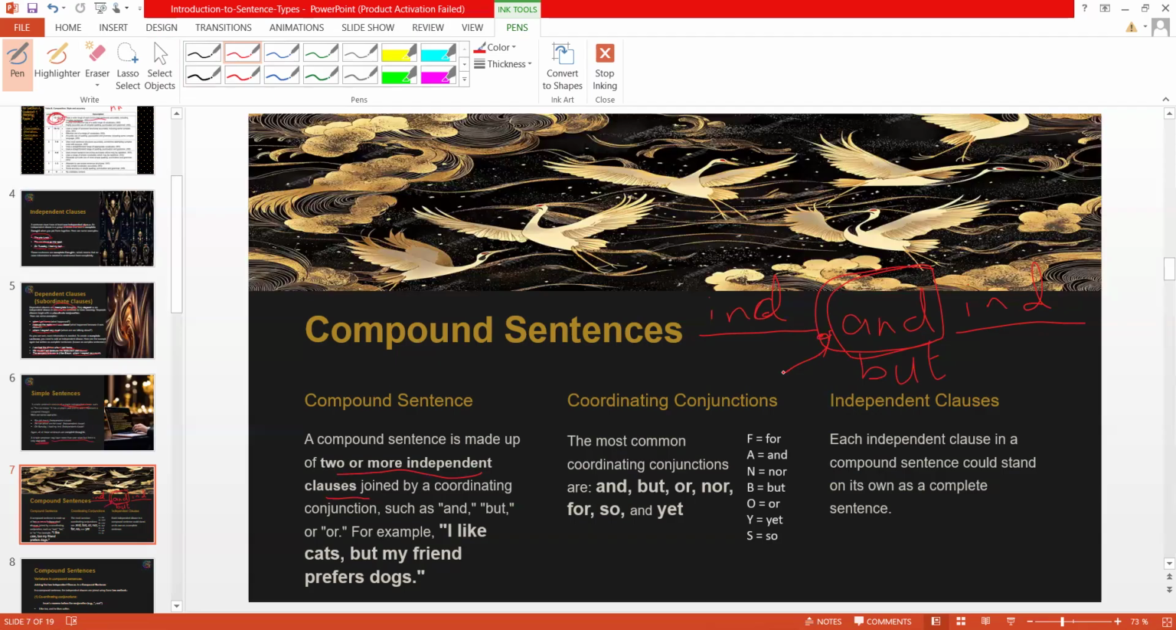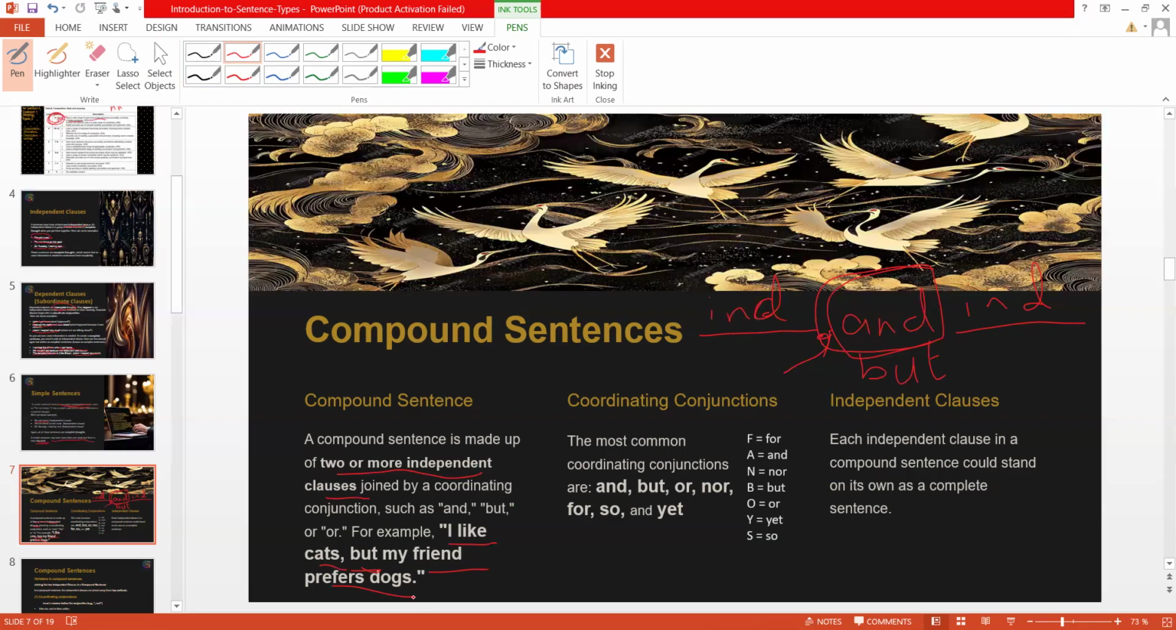Now, the example is here. I like cats, comma, but, again the comma and a coordinating conjunction, my friend prefers dogs. I like cats. This is a complete sentence. An idea is completed here. I like cats. That is all. There isn't anything left to answer. Comma, but my friend prefers dogs.